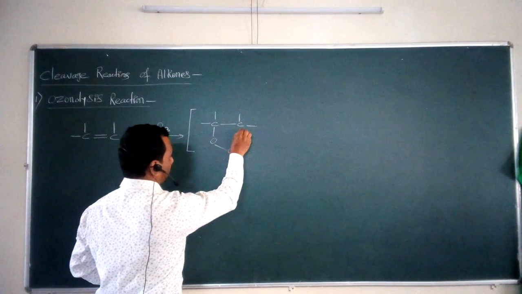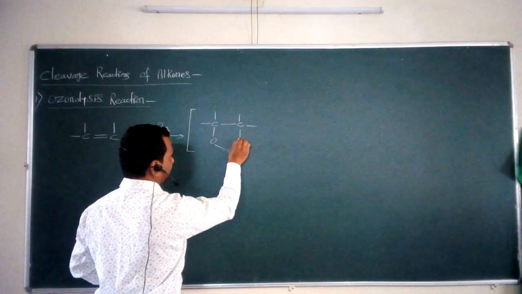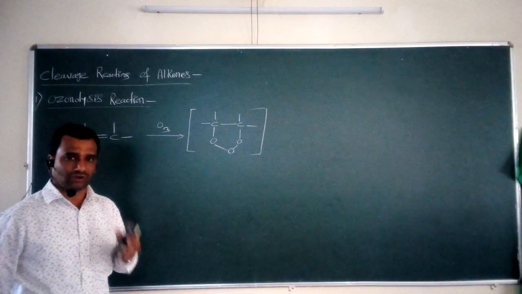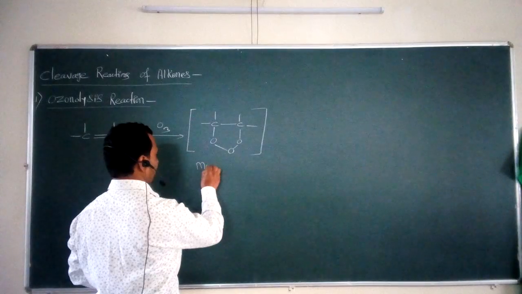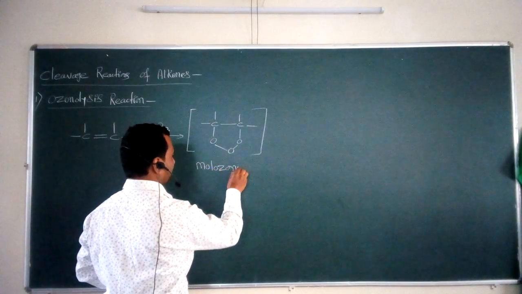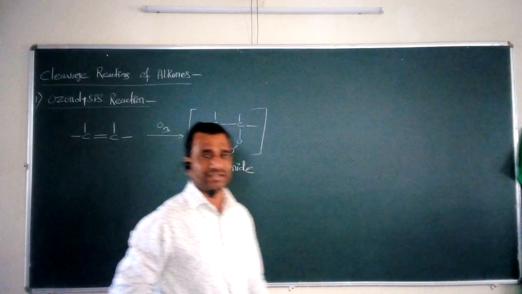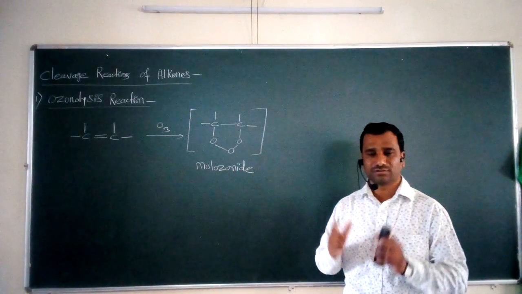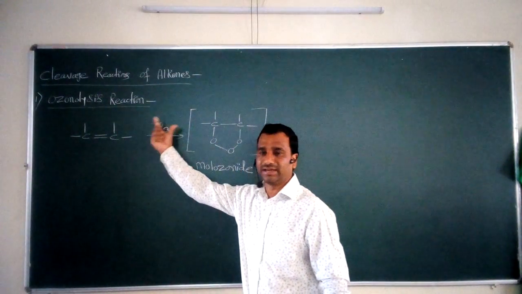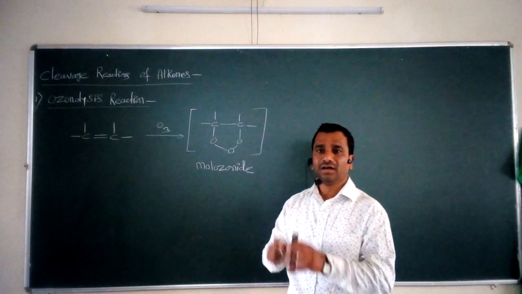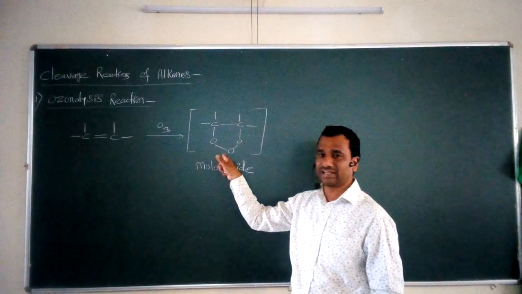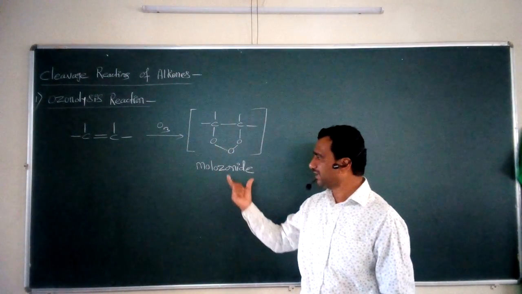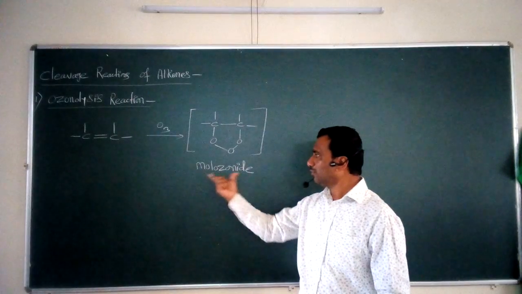There is addition of the ozone molecule across this carbon-carbon double bond, and this type of unstable intermediate is obtained. This unstable species is called the molozonide. It is very unstable in nature. So the ozone molecule interacts with this alkene. After that, the carbon-carbon double bond breaks, and there is an insertion or addition of ozone across the carbon-carbon double bond, and we get one unstable species called the molozonide.